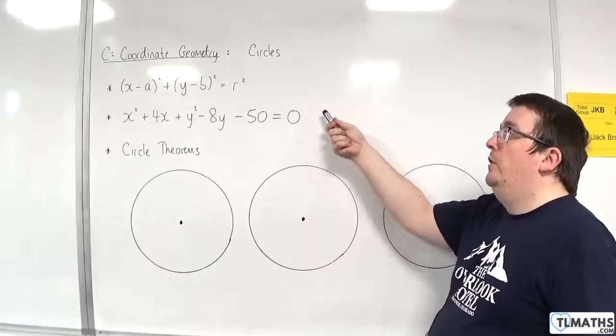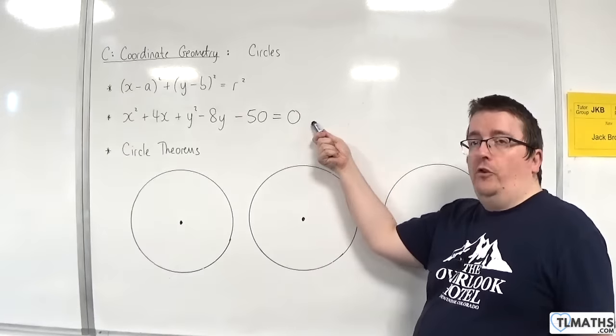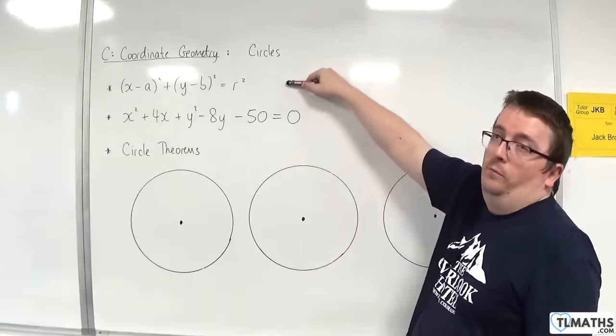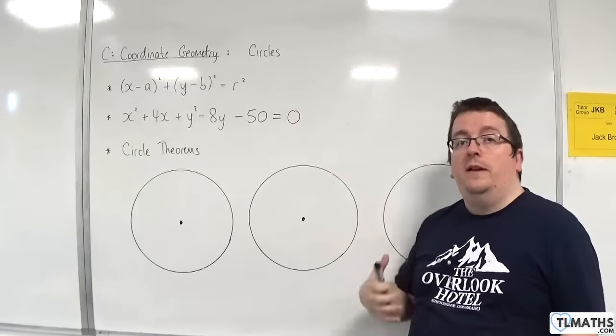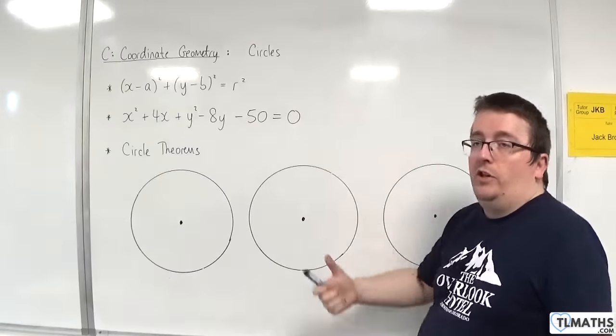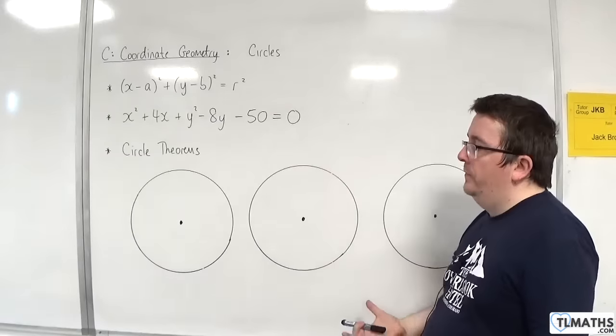You should be able to work with a circle equation of this form and, using completing the square, get it into that form. Okay, so you should also be able to get into that form and also from that be able to check whether this is actually the equation of a circle or not.